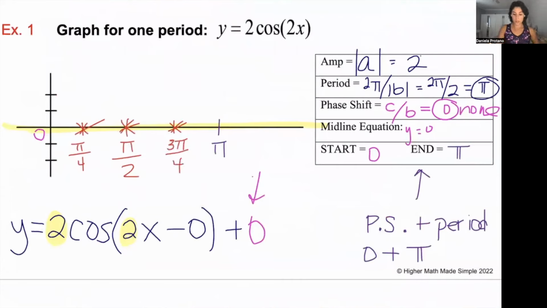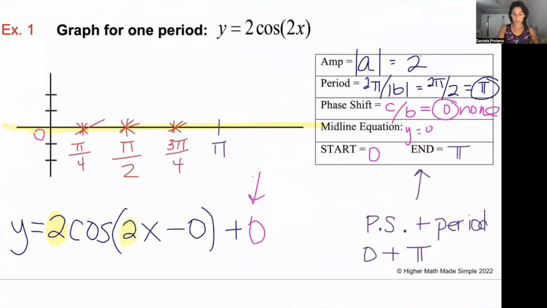Now, just as a checkpoint, remember the amplitude is the distance from the midline to that max point. So the distance from there to there is 2 units. And the amplitude is also the distance between the midline and the minimum points. So it does check out. Those two distances are 2.